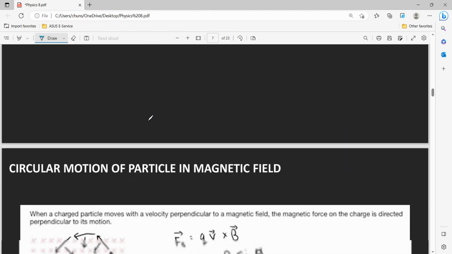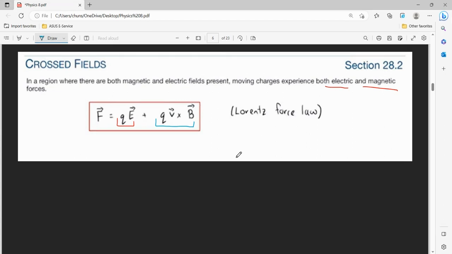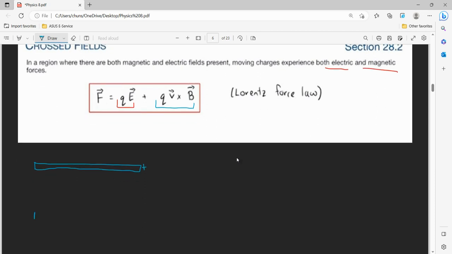So if we were to use this in an example, this case only really occurs if we have a specific scenario where we have uniform electric and magnetic fields being formed. So if we had a parallel plate to give us our uniform electric field, we know that it points from positive to negative, right? And let's say we also had a uniform magnetic field pointing into the page.